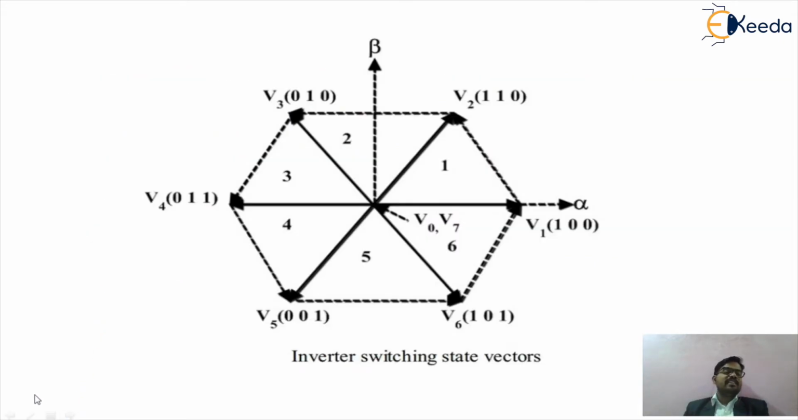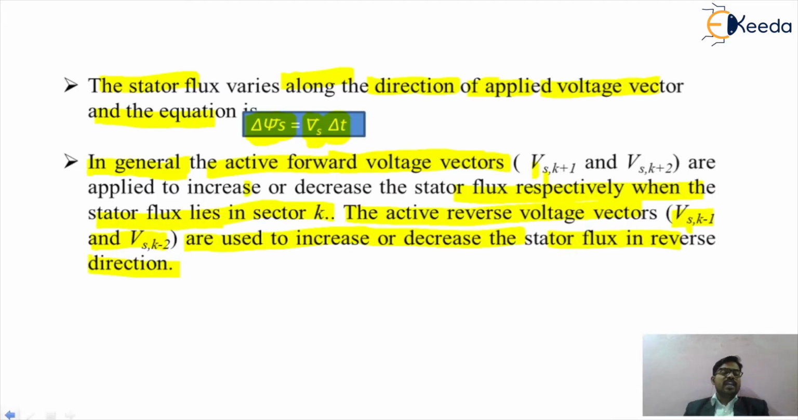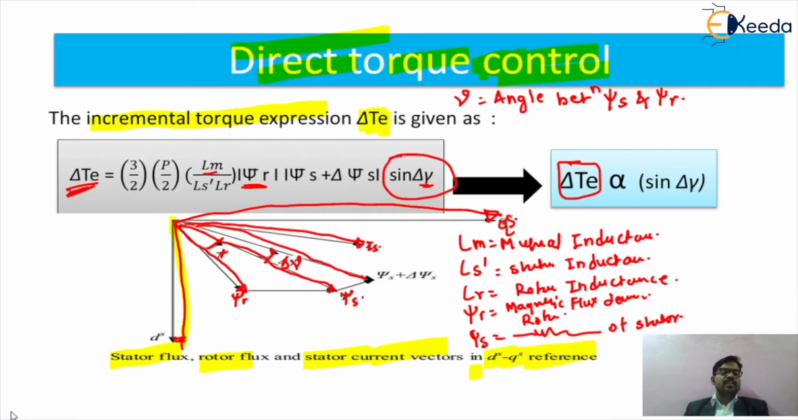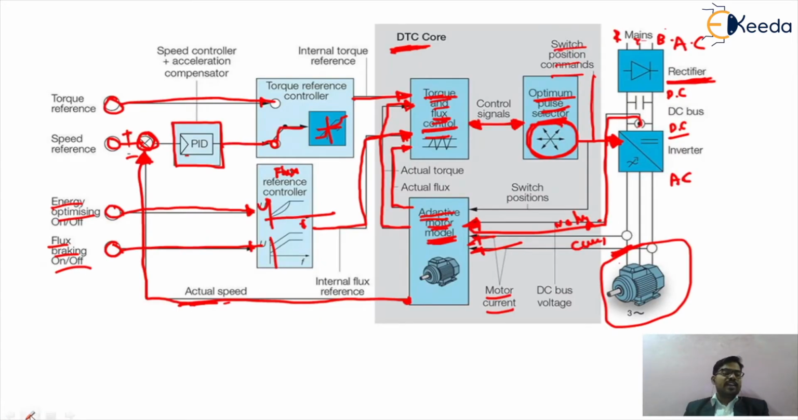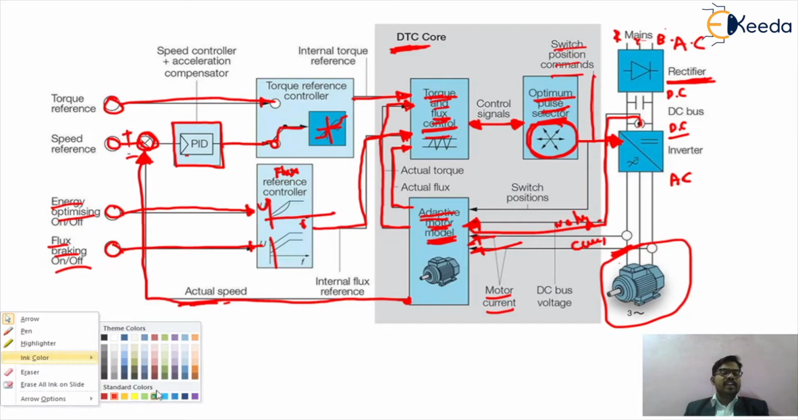Now we can understand this fundamental concept with the help of a very important concept, the inverter switching state vector, because as we saw in the basic block of your ABB direct control scheme, we get a very important figure. I can show you with the help of different colors, so we can get the concept.